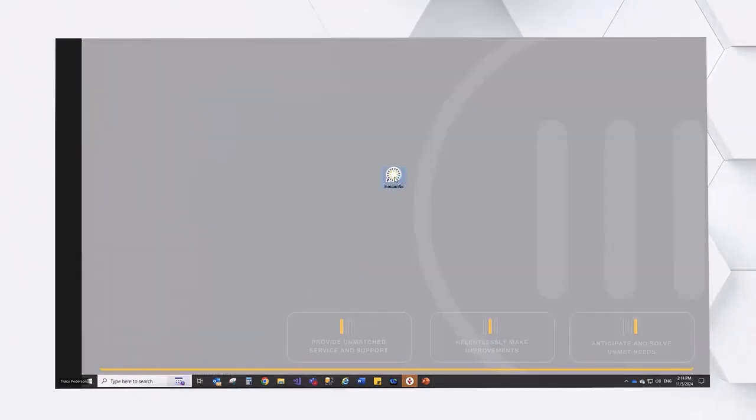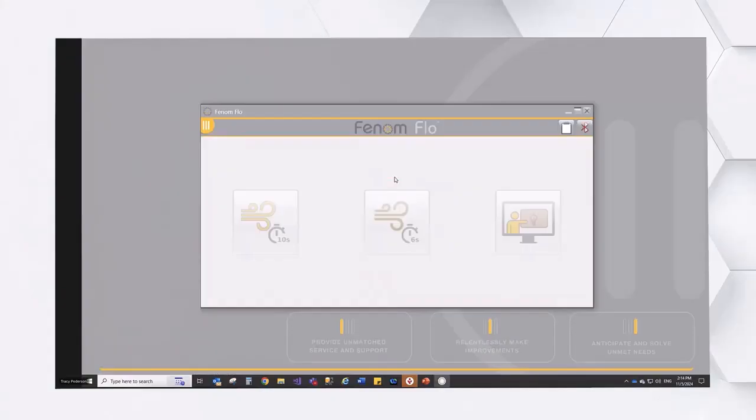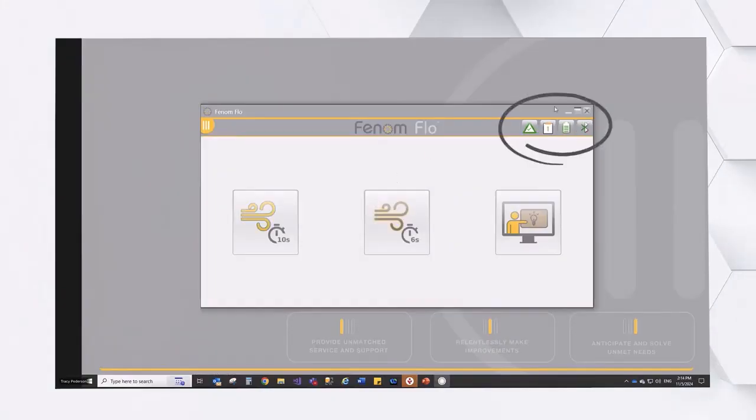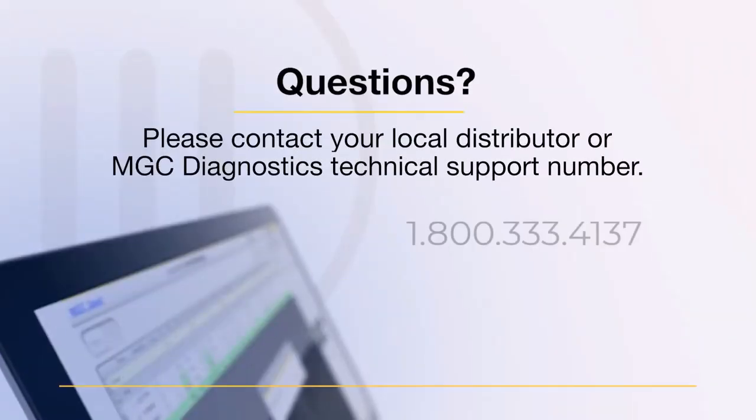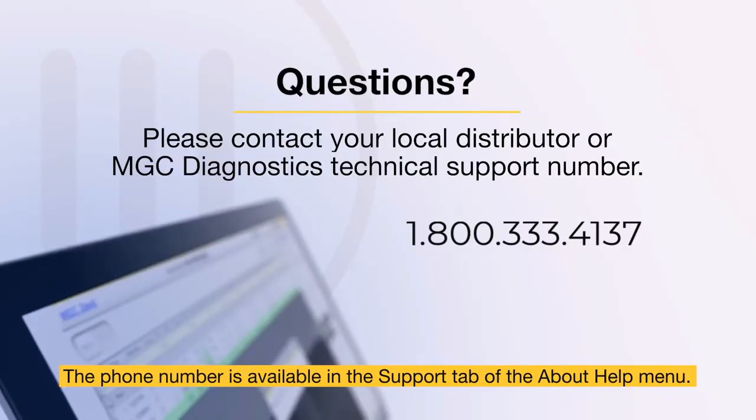Open the Fenom Flow application by double-clicking on the Fenom Flow icon from the desktop, and verify the device is connected by noting the green battery power icon on the top right-hand side of the screen. Please contact your local distributor or call the MGC Diagnostics Technical Support phone number, available in the Support tab of the About Help menu.